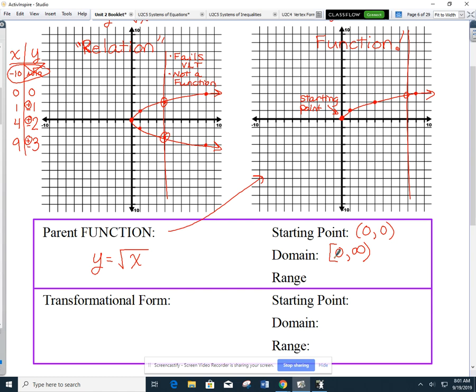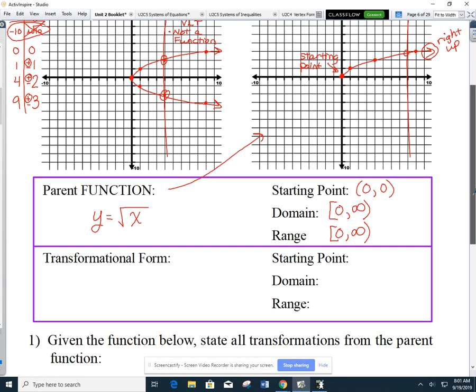Now we're looking for range, which tells us how low and how high the function goes. So we look for the lowest point, which is also at 0. And then how high up does this go? Well, this arrow is pointing to the right, but it's also pointing up. It's not pointing up very steep, but it's pointing up. So the range is also 0 to infinity.